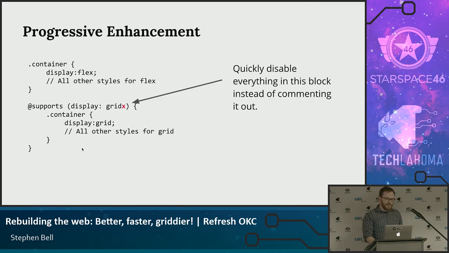Quick tip if you are doing this: if you want to see the non-grid styles, you can either comment out this entire thing over and over again, or else you can just type something that's nonsense into this area right here. There's nothing actually called grid X. I just typed an X after it, so that's going to turn off all of these styles, and then it's going to fall back to these ones here.